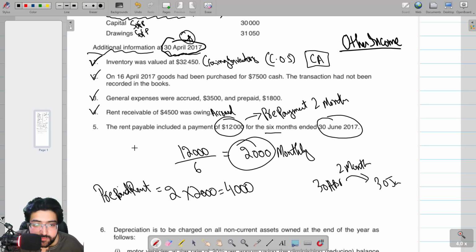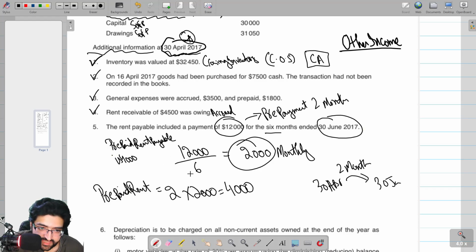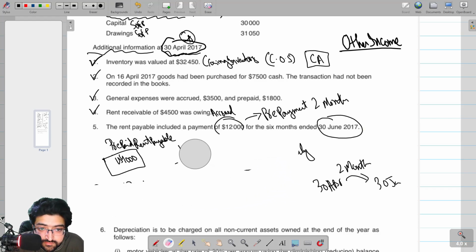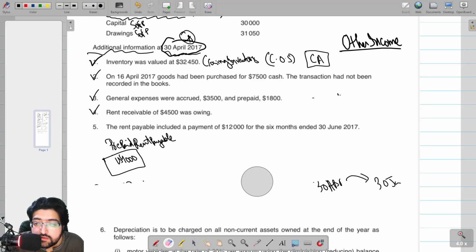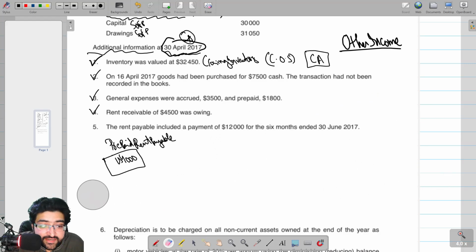So if I do the working properly, in simple words, they are trying to tell me that prepaid rent is 4,000. Prepaid rent payable, which means I've paid in advance for next year's rent. Okay? I've paid for 2 months in advance. So I cannot include this 4,000 as an expense of the current year. Okay, erasing all this. So this 4,000 is prepaid expense.